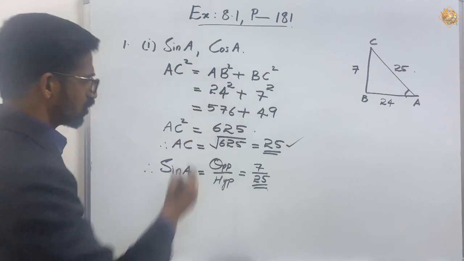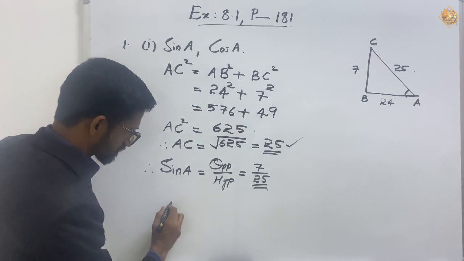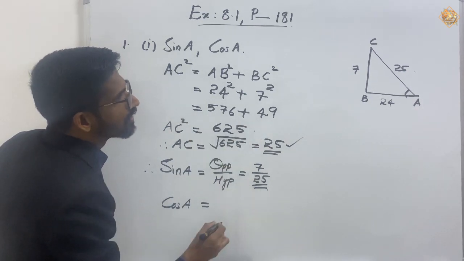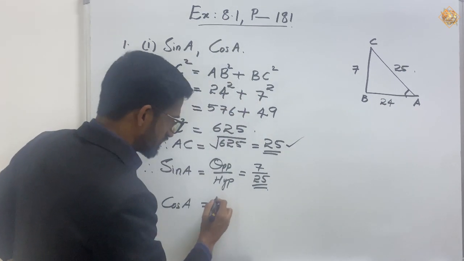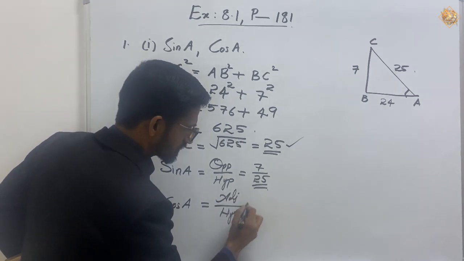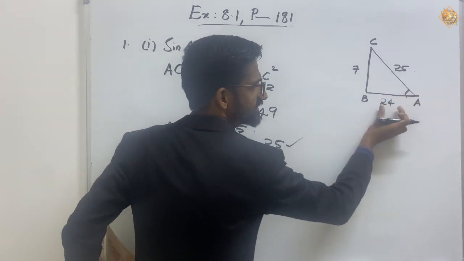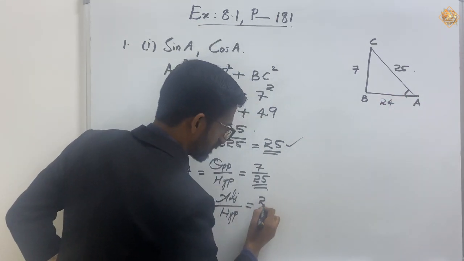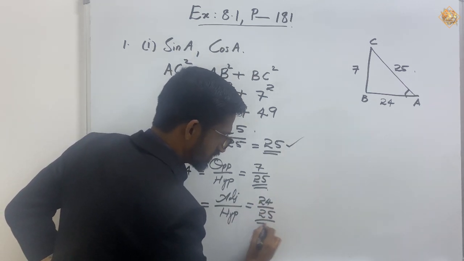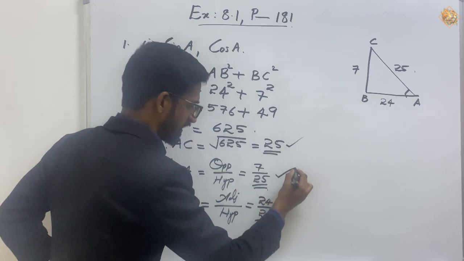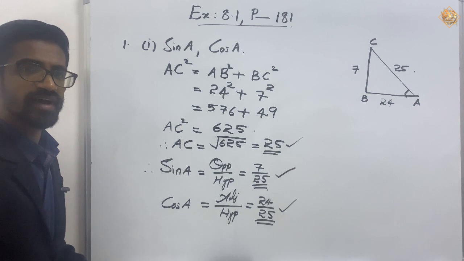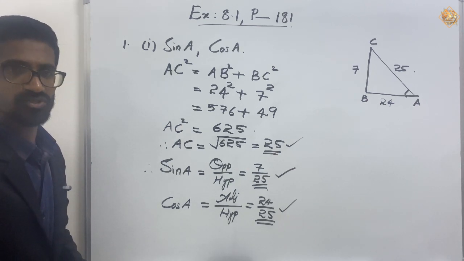Now we are asked to find cos A also. By definition, cos is adjacent by hypotenuse, isn't it? Here for A, its adjacent side is 24. By hypotenuse, we found it is 25. Okay students, so the measure of sin A and cos A we got, that is sin A is 7 by 25, and cos A is 24 by 25.